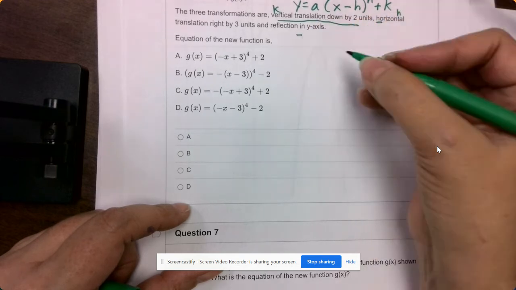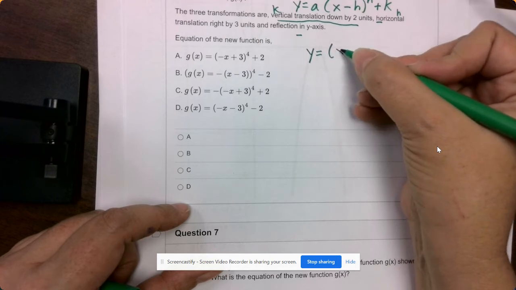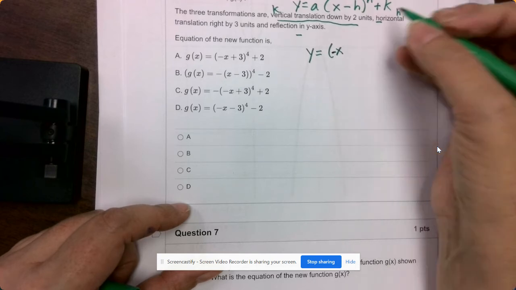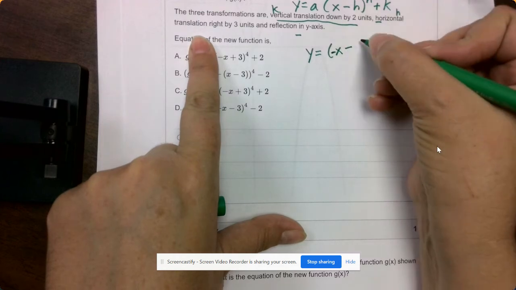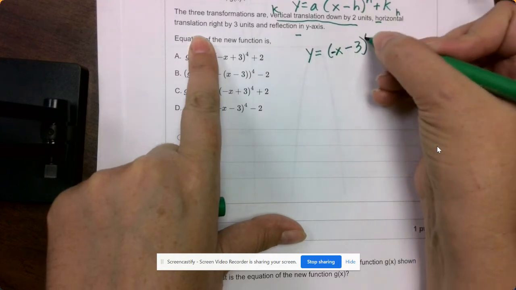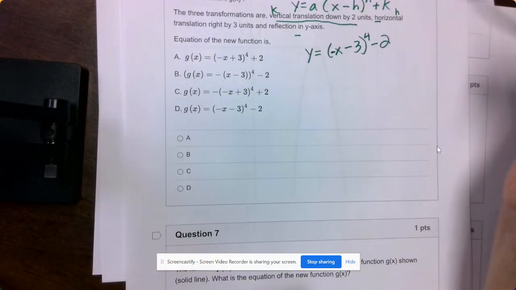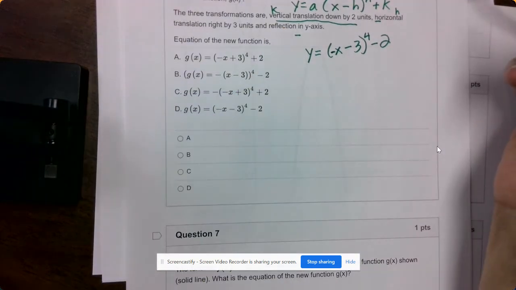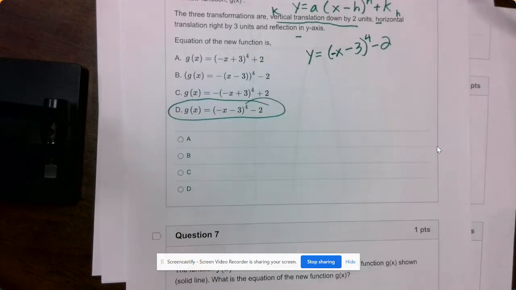So we're going to have y is equal to, parentheses, negative x, horizontal translation right by 3 units, so minus 3, raised to the 4th power, vertical translation down. So it'll be that one, everybody. So it'll be D.